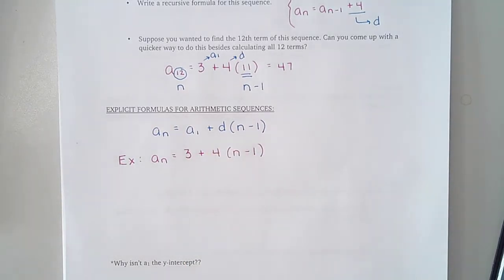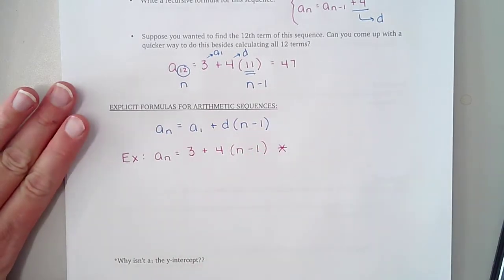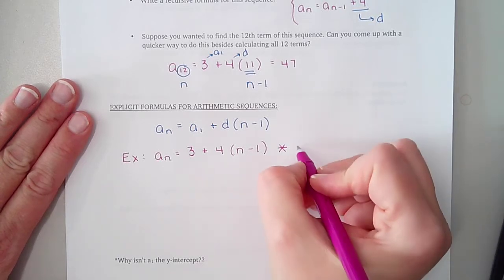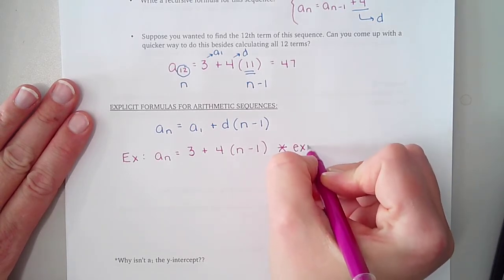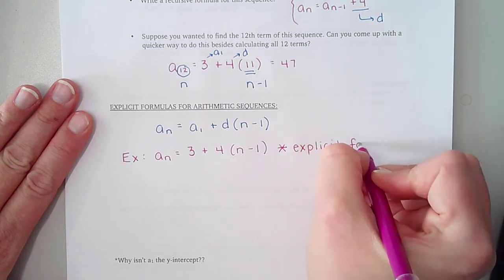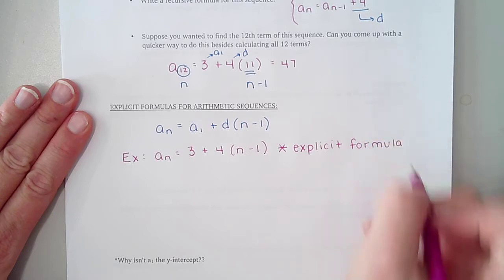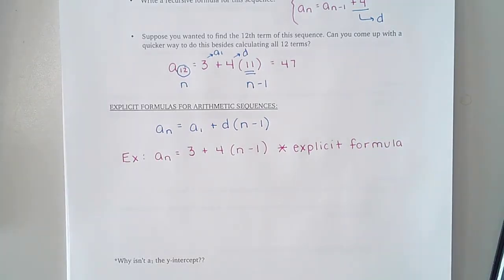Now, if all I did was ask you for an explicit formula, this is it. You are done, okay? This is your answer. So that's an explicit formula for the sequence. But I want to draw one other connection for you, and I want you to understand why this is coming up in this chapter, which is all about linear equations.